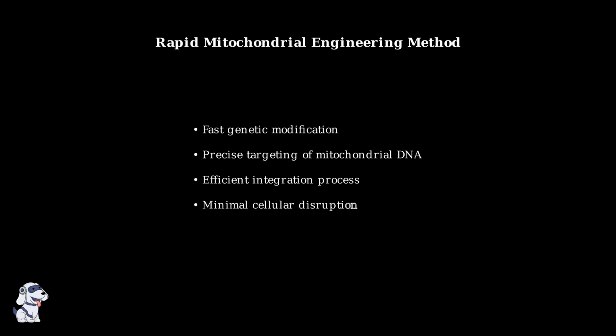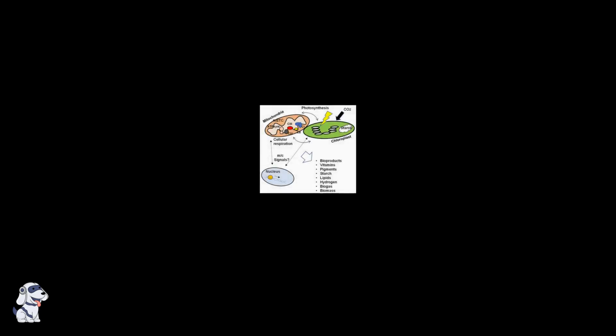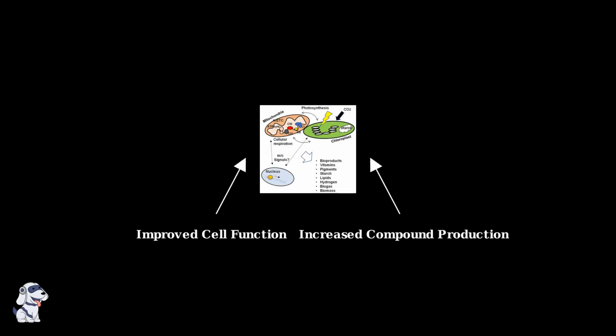Researchers have now developed a rapid and efficient method for engineering these mitochondrial genomes in microalgae. This technique allows scientists to modify the genetic material inside mitochondria quickly and precisely. This engineering capability opens up two major benefits. First, it can improve overall cell function by optimizing mitochondrial performance. Second, it can potentially increase the production of valuable compounds that cells naturally make.